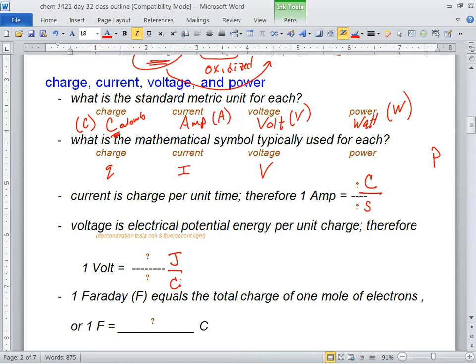Okay, a Faraday is the total charge on a mole of electrons. See who remembers this. A Faraday is how many coulombs? Starts with a 9.